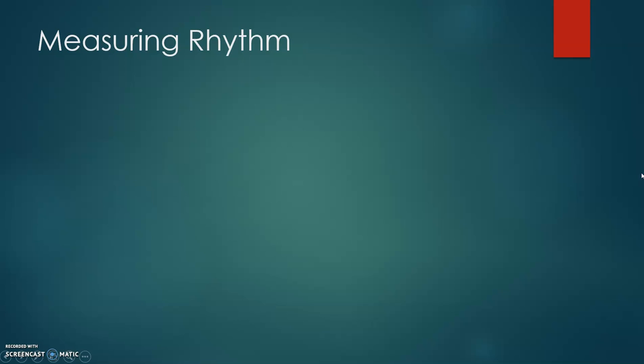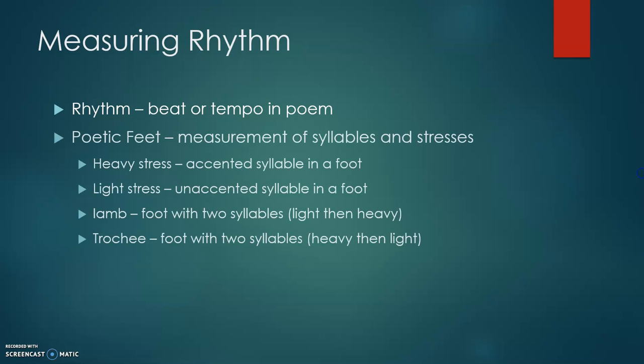So first off, we want to talk about measuring rhythm in a poem. Rhythm, of course, is the beat or tempo in a poem. So if you think of rhythm in a song, a similar concept will be seen in poetry. Songs are, in fact, considered poetry for this reason. So we'll be looking at some ways to measure how that beat plays out in a poem.